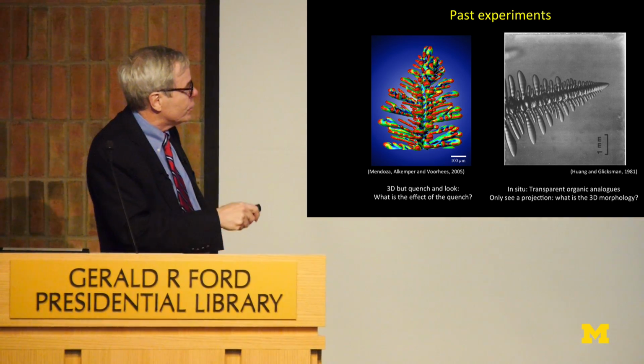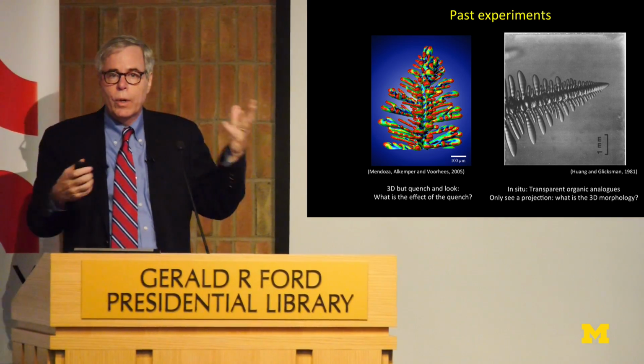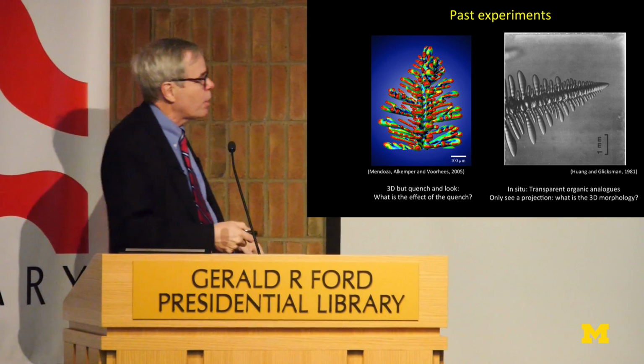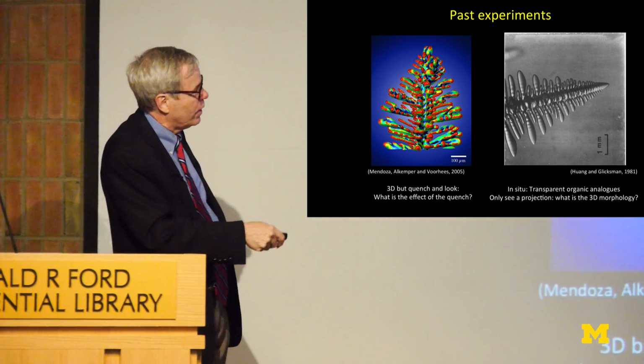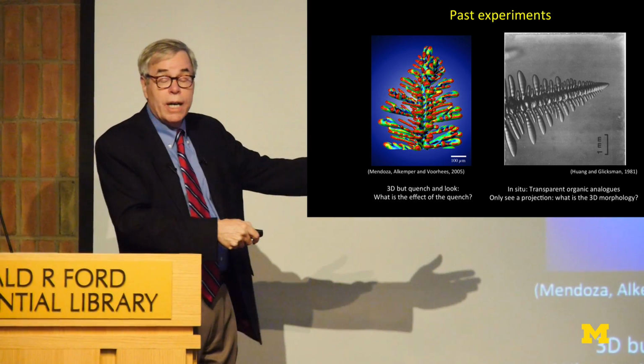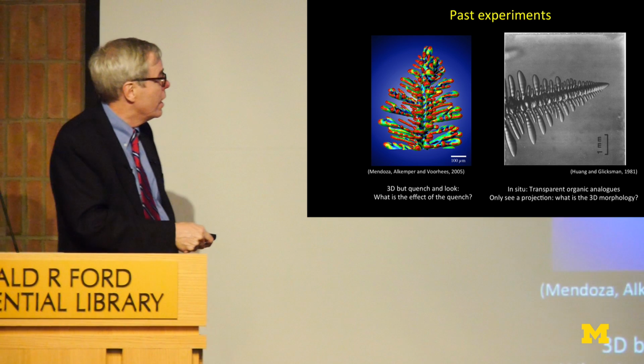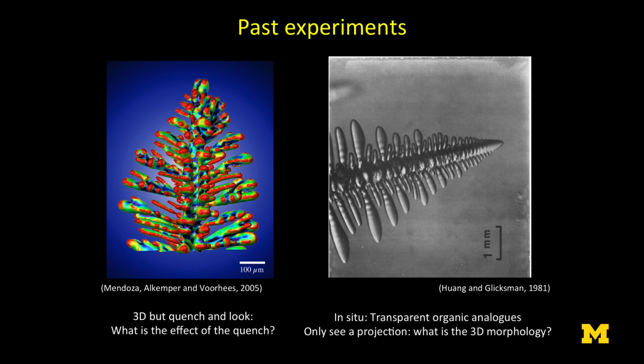Here, you get the three-dimensional morphology, but you've quenched. And so the question is, how do you get around the problem that you can't measure the three-dimensional morphology in these experiments? Furthermore, it's not a metal, it's an organic material. And how do you actually avoid this quench problem?